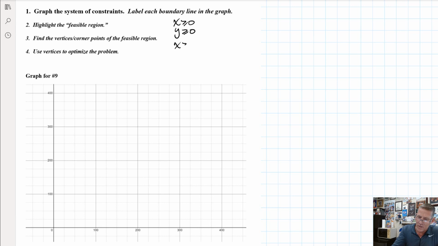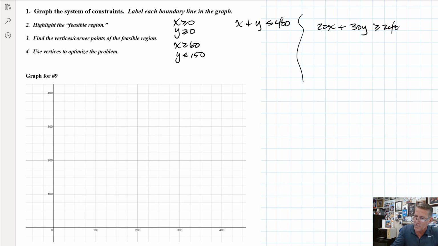Okay, and then we have x greater than or equal to 60. We have y less than or equal to 150. Those are easy to graph. And then we have to graph x plus y is less than or equal to 400. And then our last one here, we have to graph 20x plus 30y is greater than or equal to 2400. And again, you don't need Desmos here. As I've dealt with you guys in class here, we'll use Desmos to check, and we'll use Desmos at the end. But we don't need it to graph. Okay, so let's first graph the inequalities.